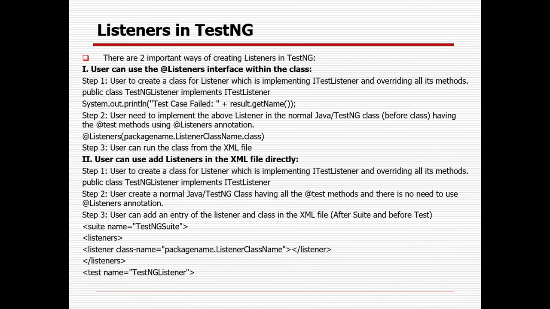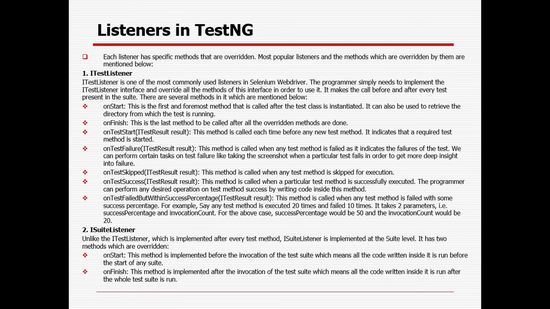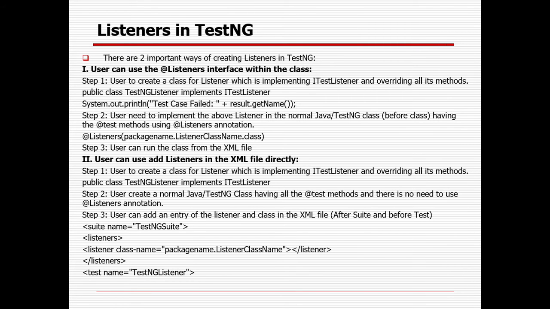Okay, so for the particular ITestListener, we can create these listeners in two different ways, right? First, the user can use the @Listeners annotation within the class itself, and second, the user can add listeners in the XML file directly. You know the testng.xml file, we can add the listeners attribute in the file, or else we can directly use the @Listeners annotation in the class.